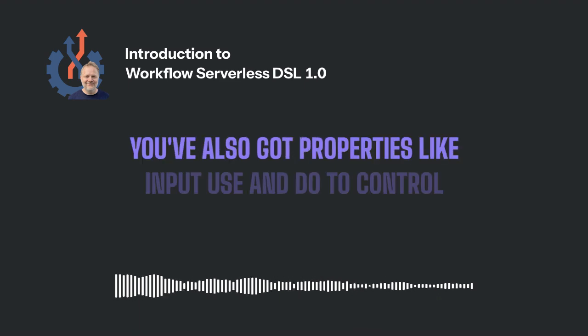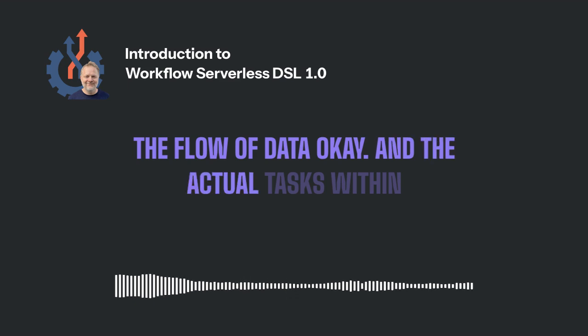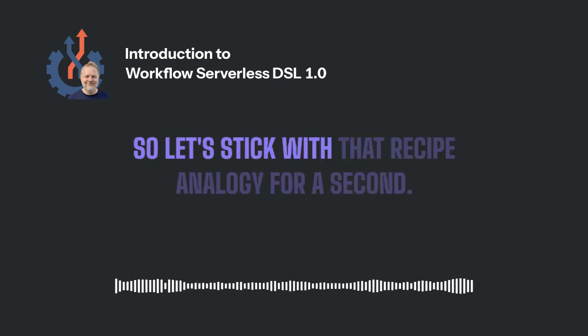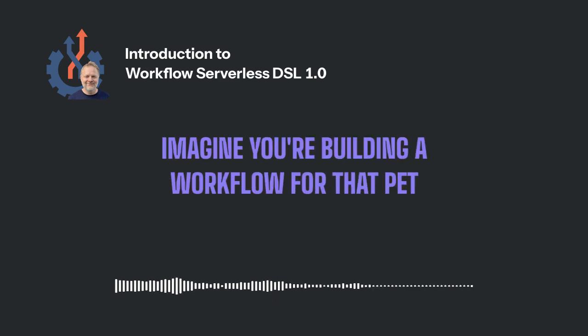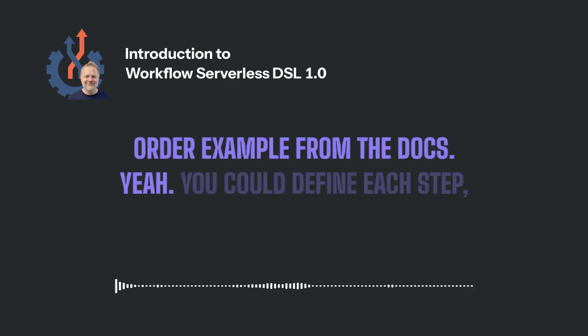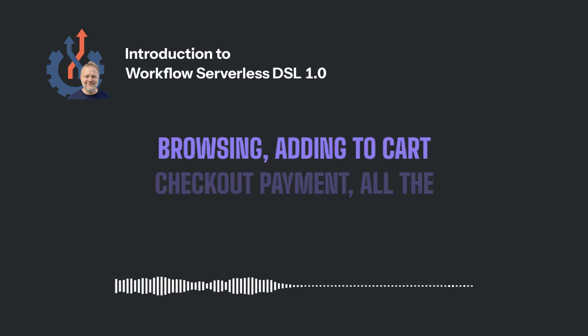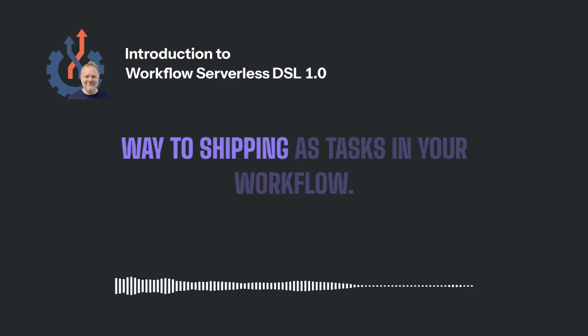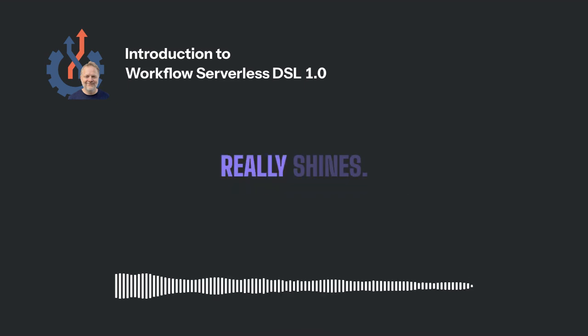You've also got properties like input, use, and do to control the flow of data and the actual tasks within the workflow. So let's stick with that recipe analogy for a second. Imagine you're building a workflow for that pet order example from the docs. You could define each step, browsing, adding to cart, checkout, payment, all the way to shipping, as tasks in your workflow. Exactly.